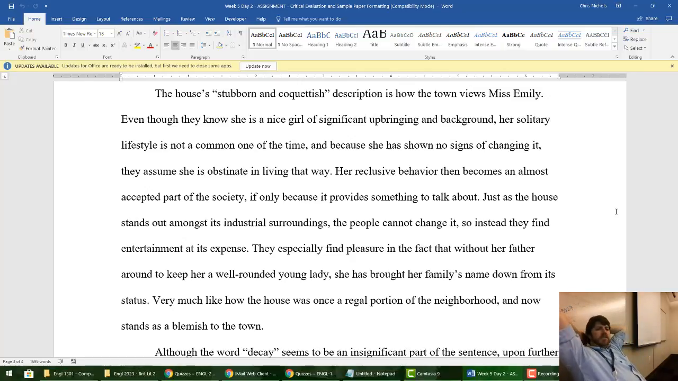Her reclusive behavior then becomes an almost accepted part of the society, if only because it provides something to talk about. So it's not just that we publicly confer about it, but honestly, we need people who are different so that they give us something to talk about. There's a level of interest there. And I thought that was even more compelling. Just as the house stands out among its industrial surroundings, the people cannot change it, so instead they find entertainment at its expense.